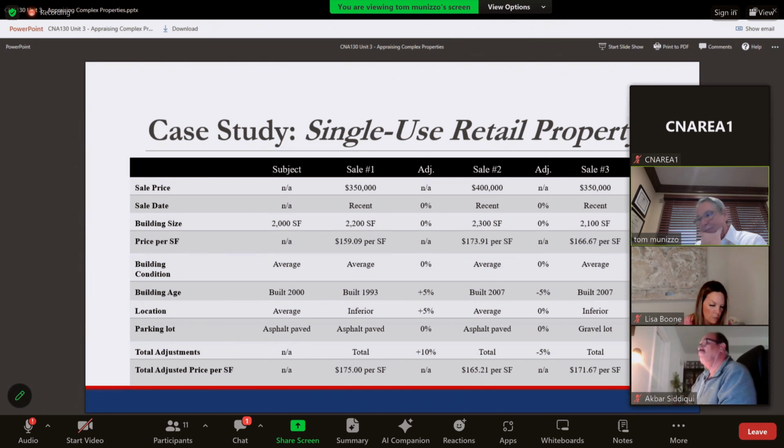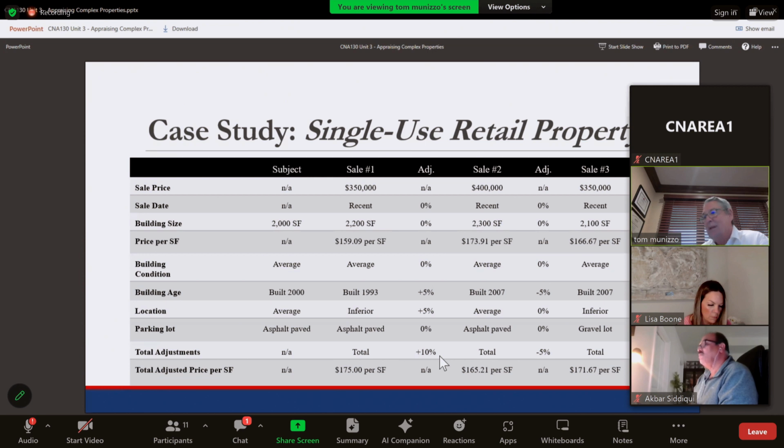So what you're doing is taking a look at the adjusted column for sale 1. We have plus 5 for age and plus 5 for location. Our total adjustment is plus 10.